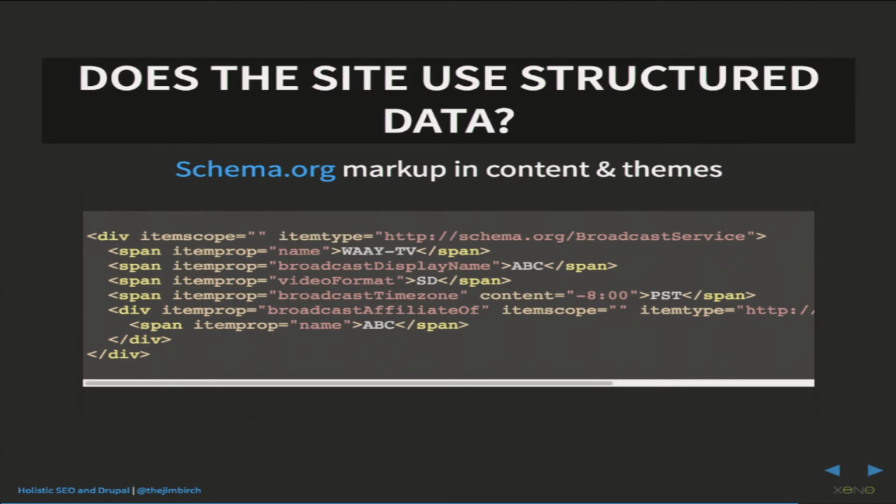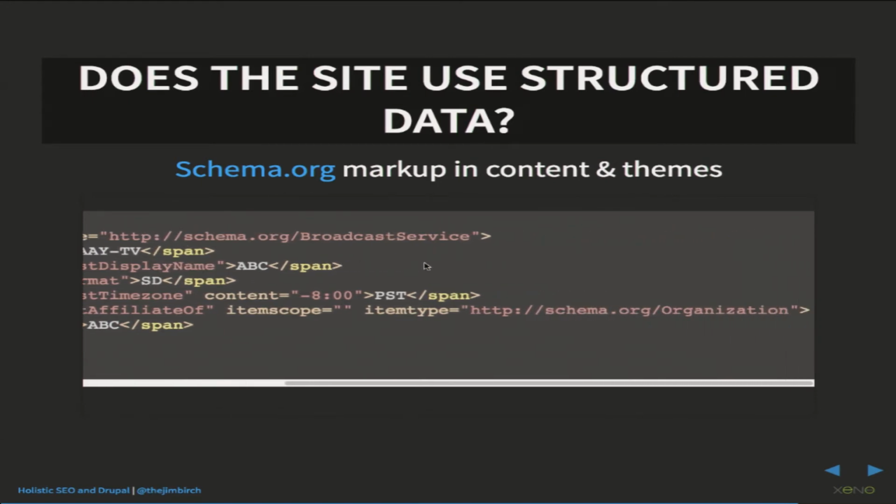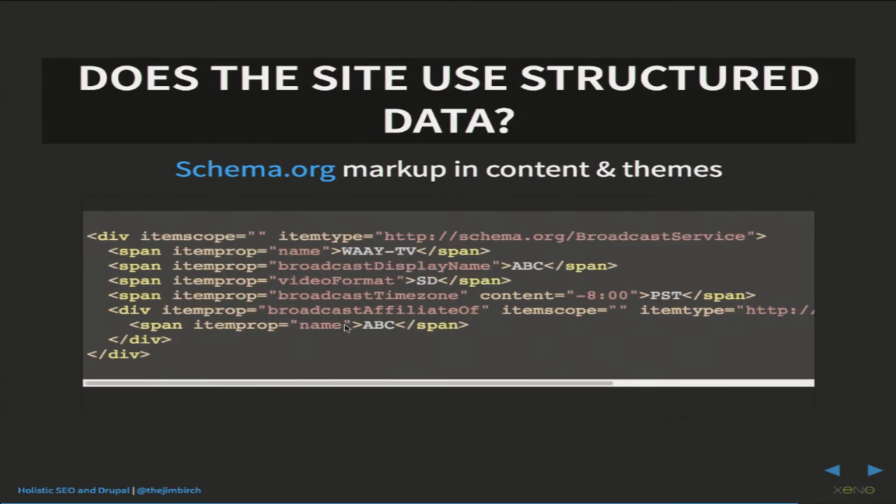This example is a broadcast service, basically a TV affiliate. So the first wrapping div adds the schema type BroadcastService. Then each schema has different attributes in there. So name is usually always there. This is WAAY TV. You have the broadcast display name. They're an ABC affiliate. Video format, SD or HD. The time zone that they're in. The affiliate of ABC URL, I believe. Yeah, there's another nested itemprop here. So this is broadcastAffiliateOf, and then it uses the schema.org Organization, and inside of that is another name that says ABC.